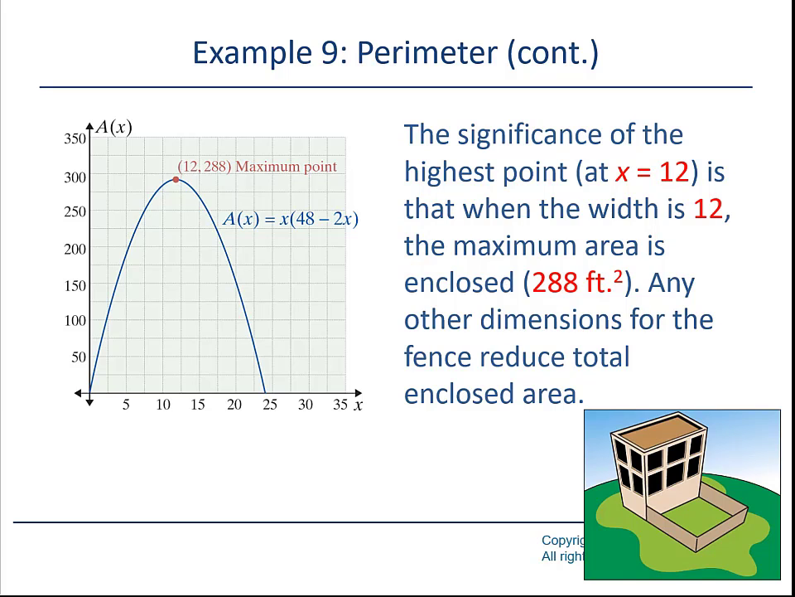And that gives us our answer. If you make the width 12 feet, you're going to get the largest area you could possibly find at 288 square feet. Any other dimensions, and you'll have a smaller backyard.